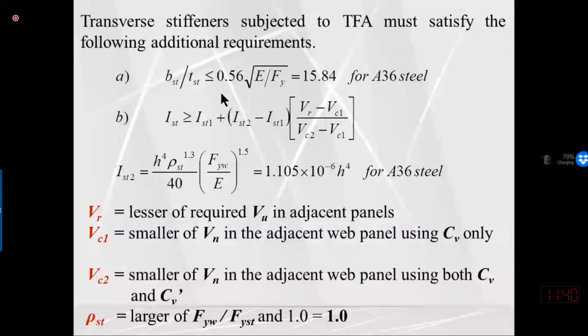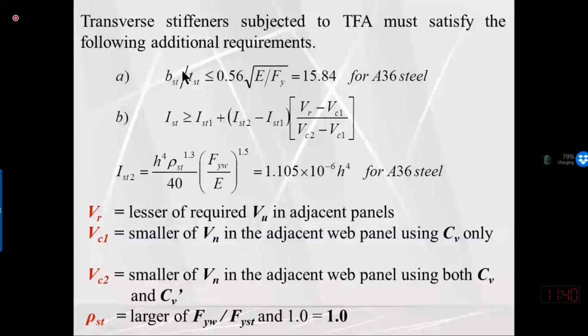So AISC says that the width b over thickness ratio of the stiffener should be less than or equal to 0.56 square root of E over Fy, which is 15.84. Please correct this value in your book. In your book, this value is written as 28 point something, which is misprinted. So the actual value is 15.84. Please also correct it in your book.